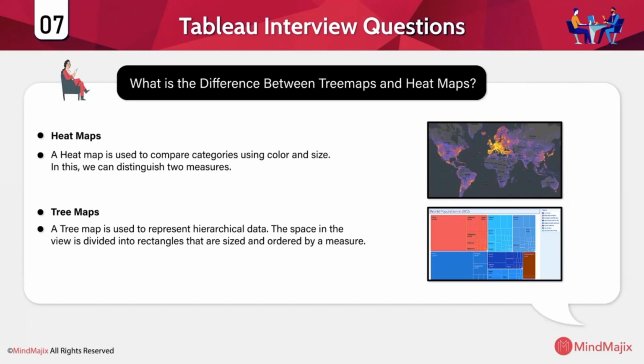A heatmap is used to compare categories using color and size, and in this we can distinguish two measures. So basically, a heatmap depends upon the measures. Okay, so that is stats and measures. So that mainly depends upon the measures.